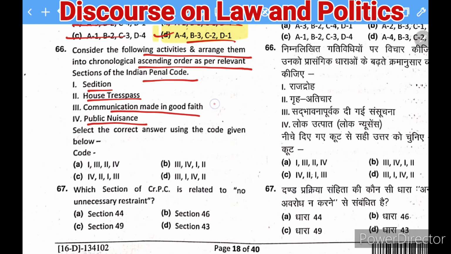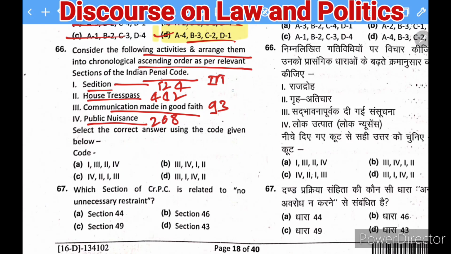Communication made in good faith is in Section 93 of the IPC. Sedition is in 124A. Public nuisance is given in Section 268, and house trespass in Section 442 of the IPC. So this is how you can find that. So the first one that is going to come is the third.